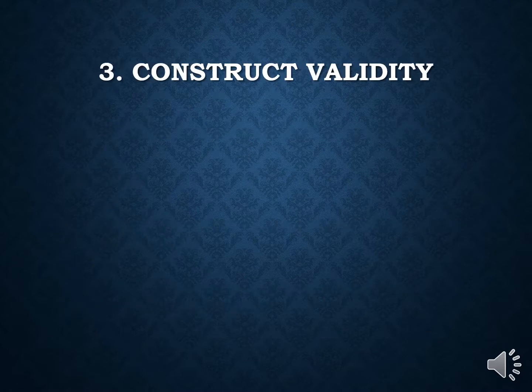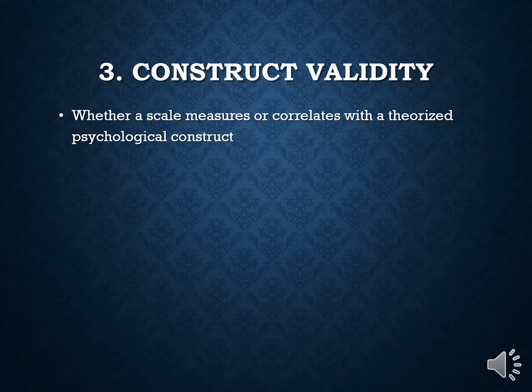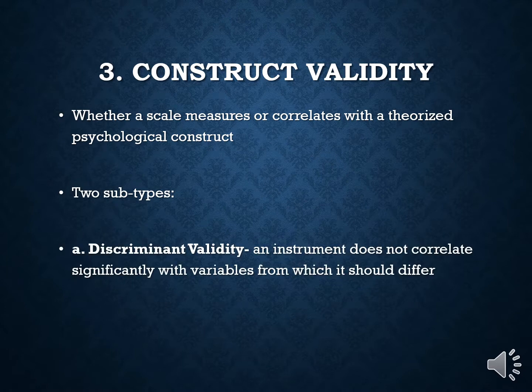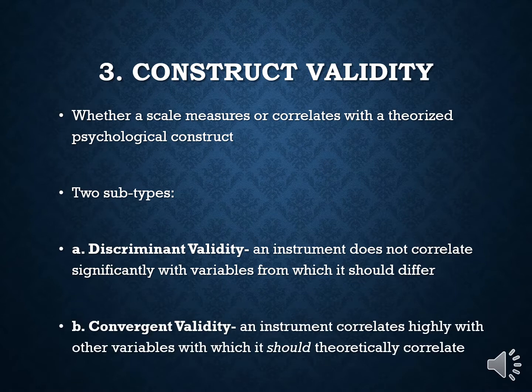Our third area of validity focuses on construct validity. Construct validity determines whether a scale measures or correlates with a theorized psychological construct. And as your textbook states, there are two subtypes. The first, discriminant validity, which is an instrument that does not correlate significantly with variables from which it should differ. And then convergent validity is an instrument that correlates highly with other variables with which it should theoretically correlate. So these are our three areas of validity.